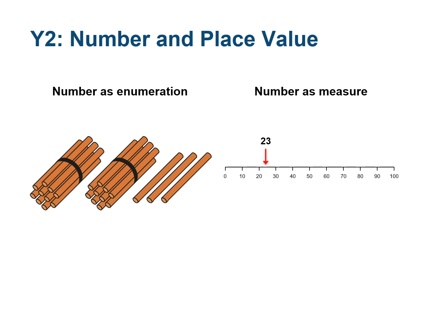So pupils will leave year 2 understanding these 2 models of 2-digit numbers. Number as enumeration, which is the cardinality of the number, and number as measure, which is its place in the linear number system.